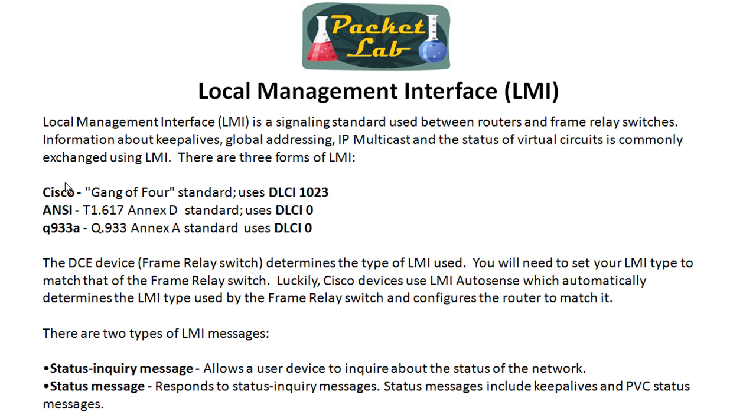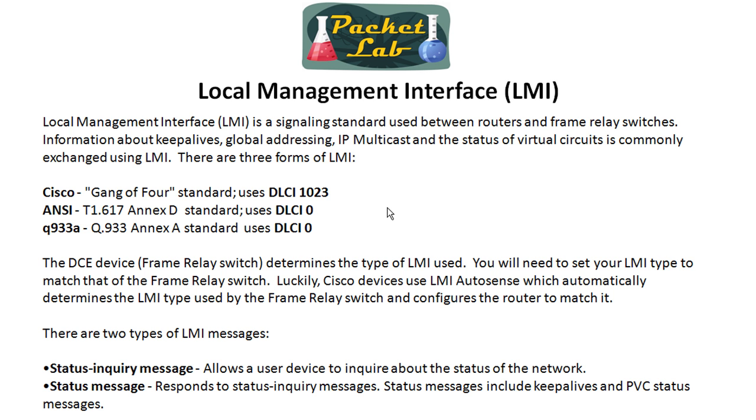It sends out one of each of these. It's going to say, I'm going to send out Cisco LMI, ANSI LMI, Q933A LMI, and whatever the frame relay switch answers from, it says, hey, that's what I speak. That's what I'm going to use. So it's going to dynamically assign that LMI type to your interface.